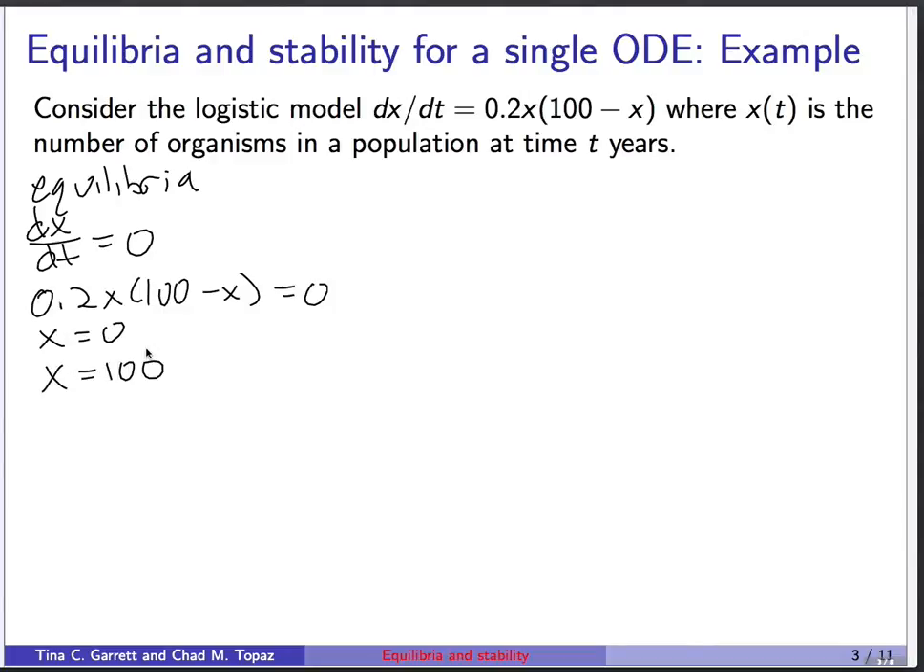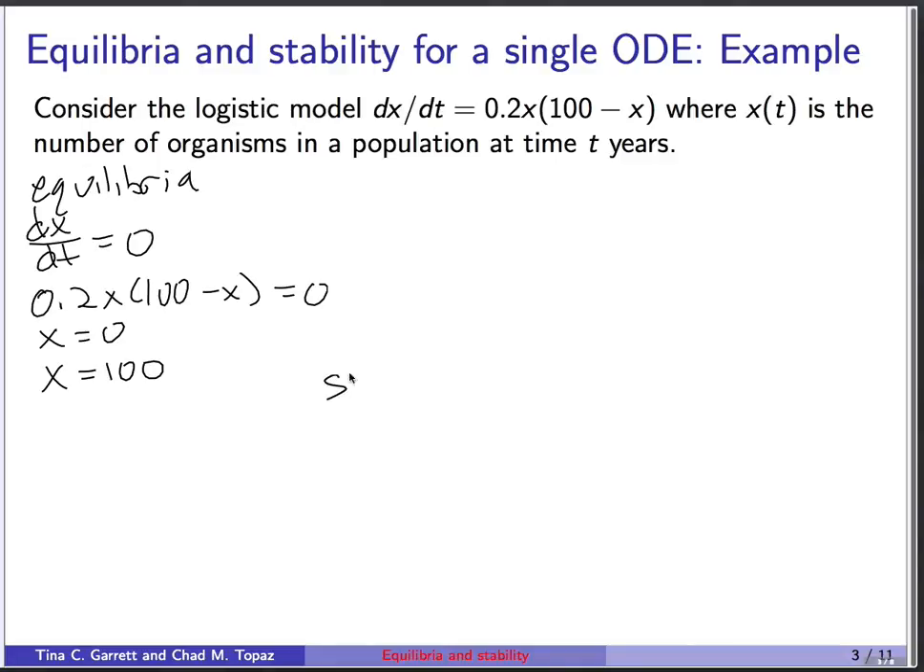And this sort of makes sense, right? If there's no one in the population, there will be no one forever, because there's no one to reproduce and make any other organisms. Then there's this other equilibrium value, 100, and that corresponds to the carrying capacity of the population, and we'll see that a little bit more in a minute.